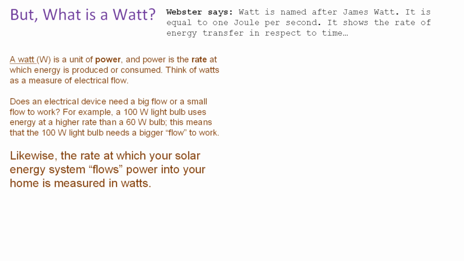Does an electric device need a big flow or a small flow to work? For example, a 100-watt light bulb uses energy at a higher rate than a 60-watt bulb. This means that the 100-watt bulb needs a bigger flow to work. Likewise, the rate at which your solar energy system flows power into your home is measured in watts.